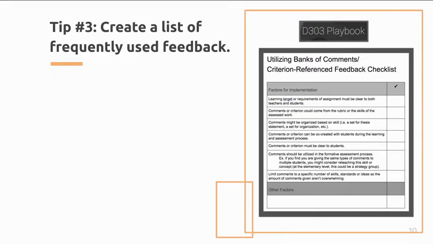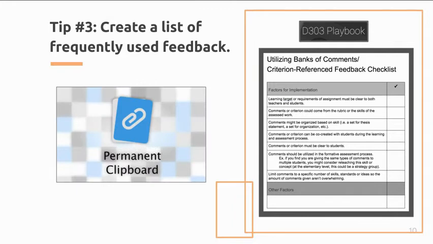Tip number 3, create a list of frequently used feedback. After you've narrowed the scope of feedback you'll focus on, craft a bank of feedback comments that you can easily cut and paste into comment fields, emails, etc. The Utilizing Banks of Comments playbook entry provides details of how to organize for this strategy. We've got a great idea for how to manage your comments in the digital environment. The permanent clipboard extension makes copying and pasting feedback much more efficient. Check it out in our resources section.